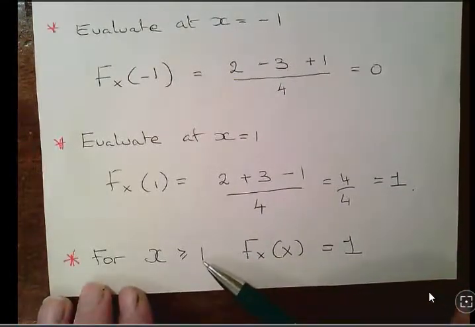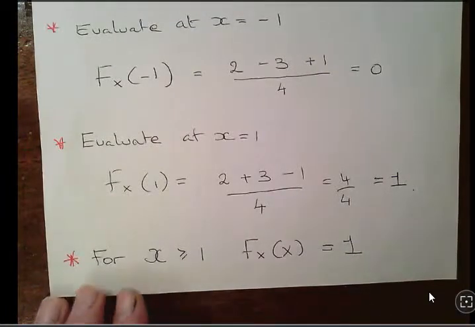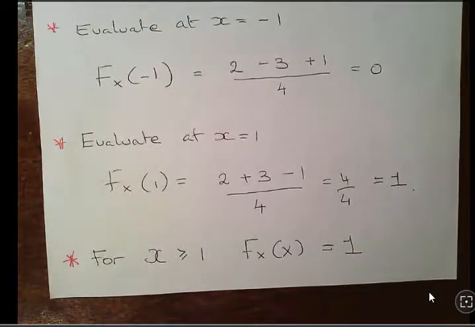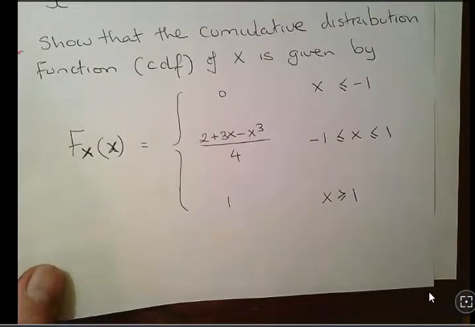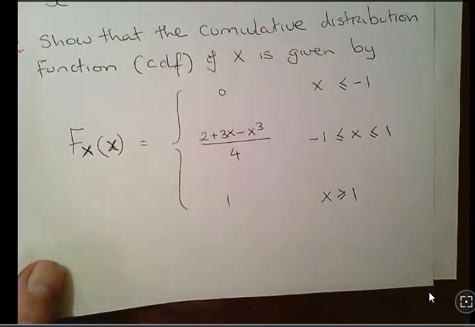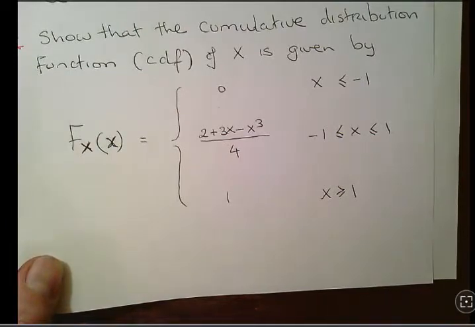So that means that for x greater than or equal to 1, F of x, the cumulative distribution function, will equal 1. Okay, so that gives us a very complete answer to our question. Just to remind ourselves what we were looking for: show that the cumulative distribution function is that. So it's a very complete answer there. Okay, so that is probability theory. Okay, I'll leave it there.